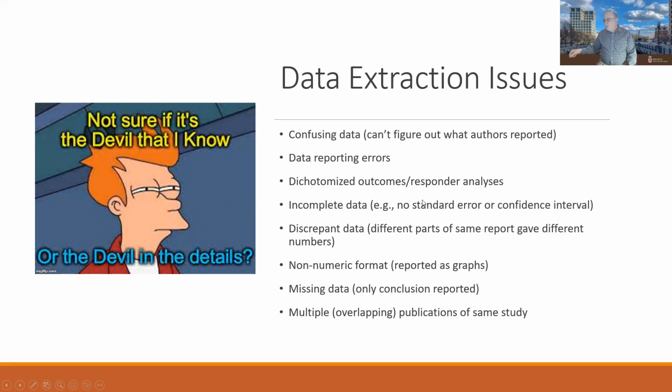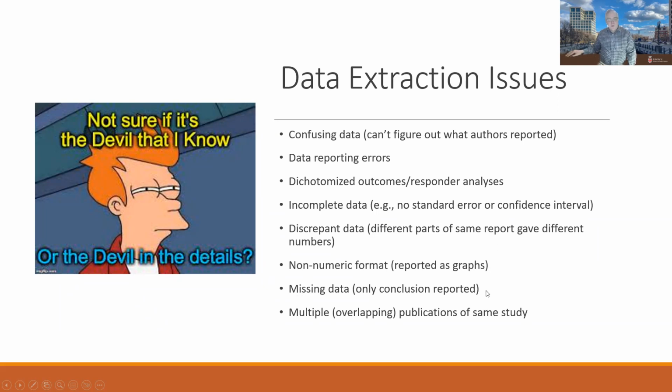Sometimes means only are presented. It's very common to have standard deviations for individual groups, but no correlation between the 2 groups. Discrepant data, different parts of the same report get different numbers. Very common to have data in graphs, and fortunately there are tools that you can actually copy the graph from the paper and then extract sometimes individual data points, or certainly means and standard errors or standard deviations.